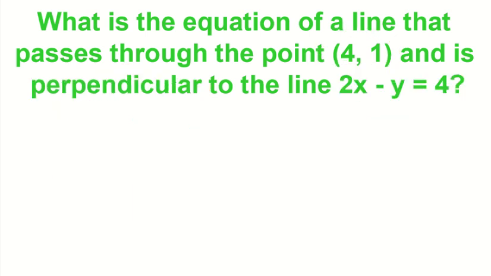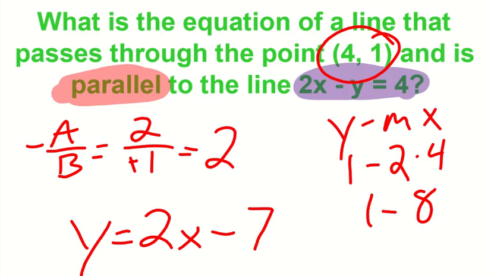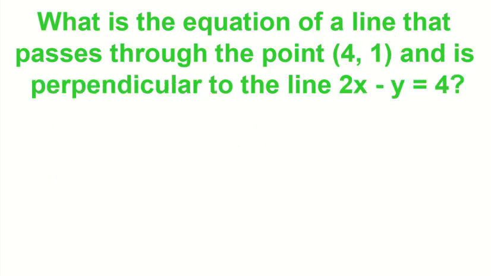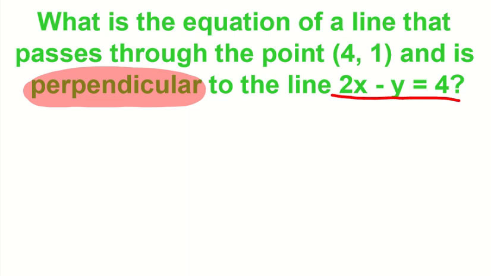All right, so look, I got the exact same line. 2x minus y equals 4. I got the exact same ordered pair. This time it's perpendicular, okay? So we already went over opposite of A over B. That made the slope 2, okay? Everybody good with that part? I said it's the same as the last one.